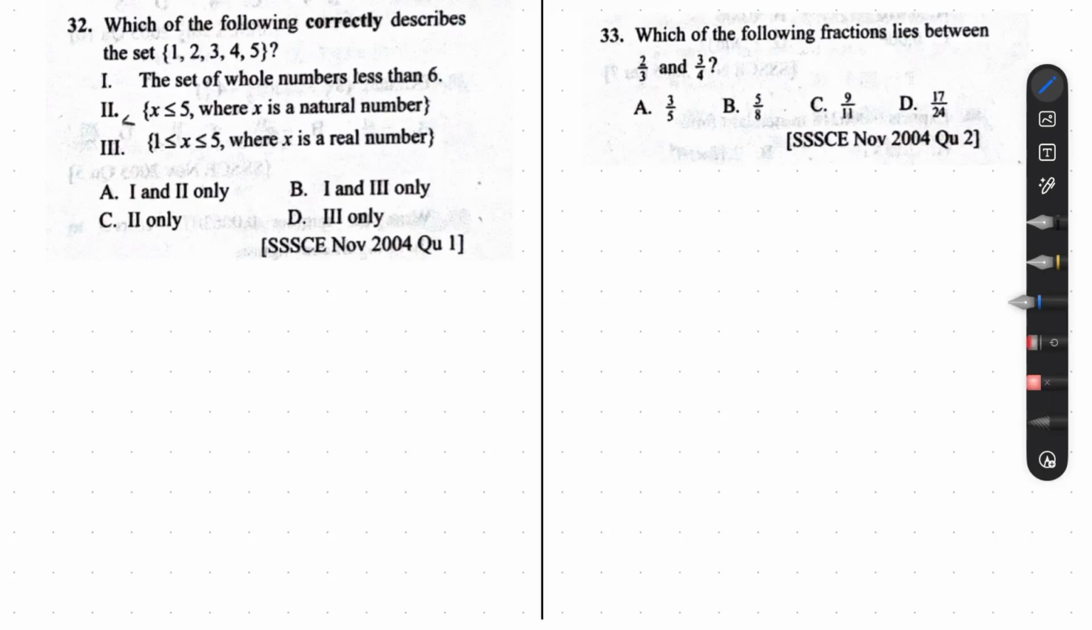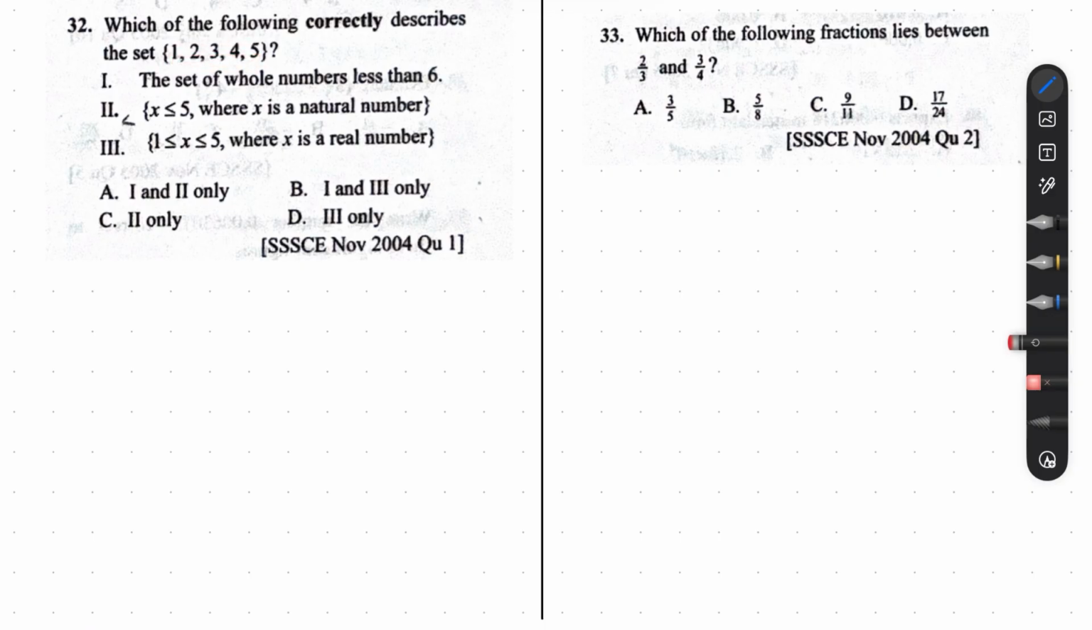In this session, we start with question number 32. The question says, which of the following correctly describes the set 1, 2, 3, 4, 5? We have three options here, I, II, and III. Let's see which one describes the set correctly.